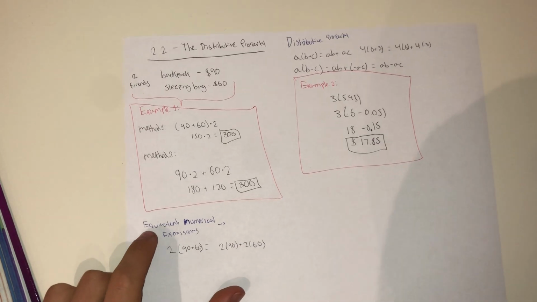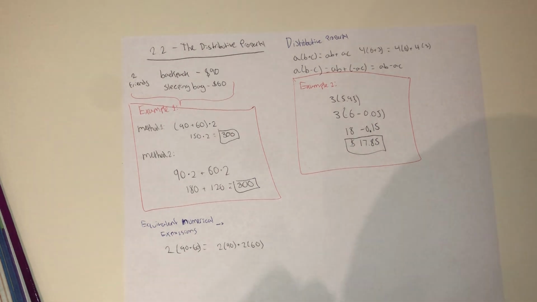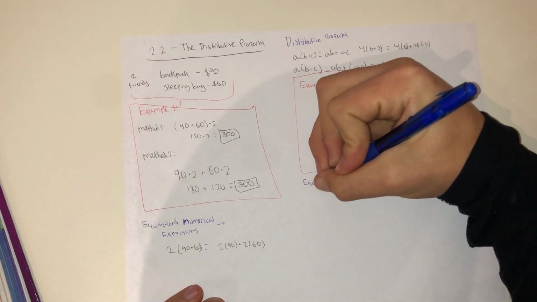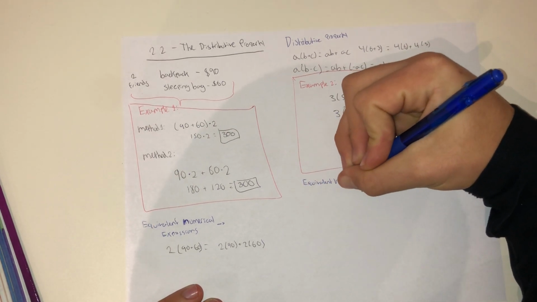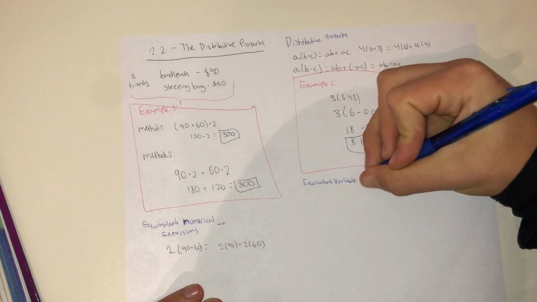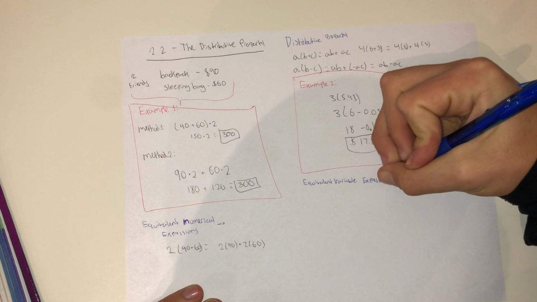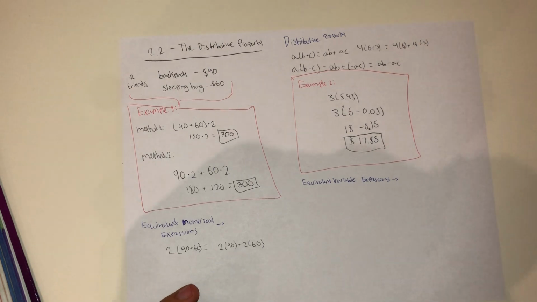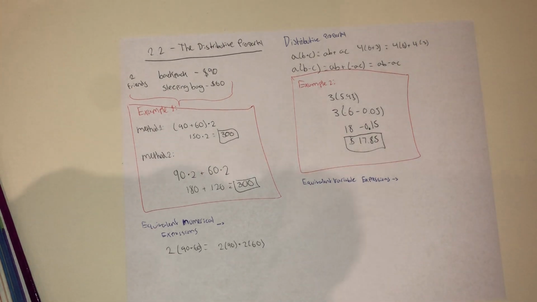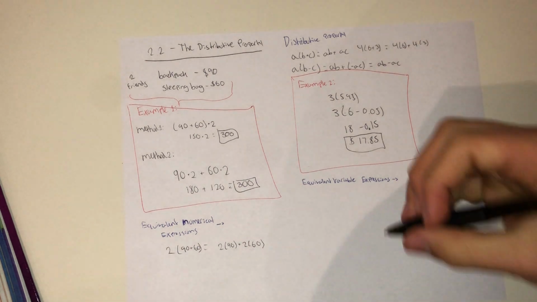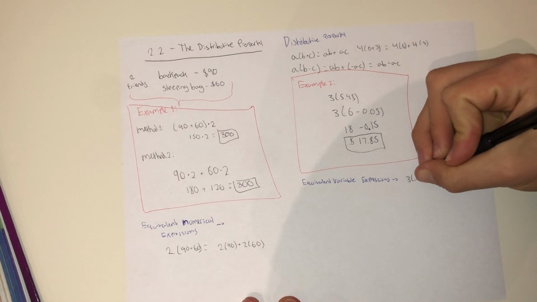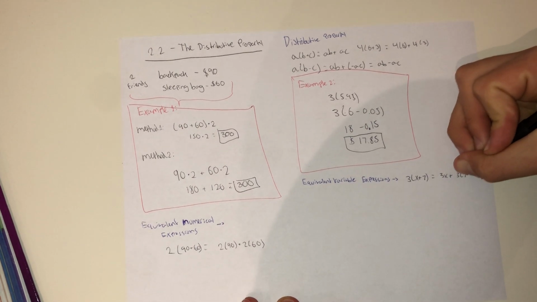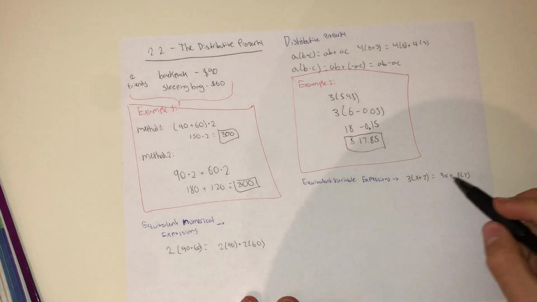And just like equivalent numerical expressions are like this, you also have equivalent variable expressions, which is basically the same thing, but with variables. This is basically saying that something like 3 times x plus 7 is the same thing as 3x plus 3 times 7. It's the same thing as this, except with a variable included in it.